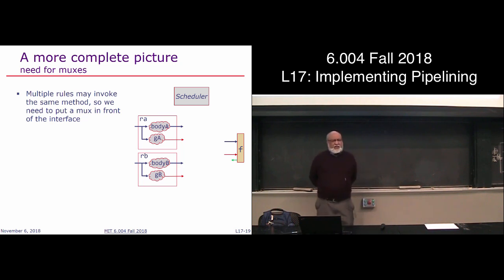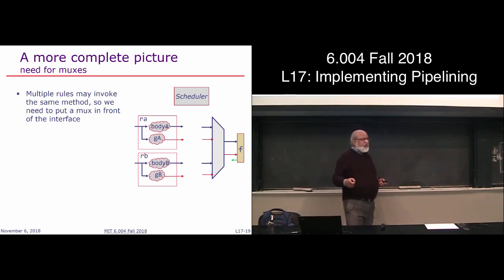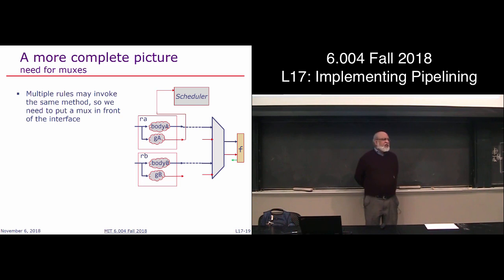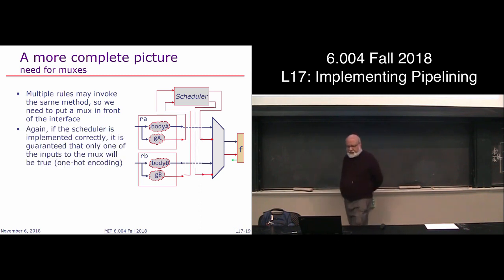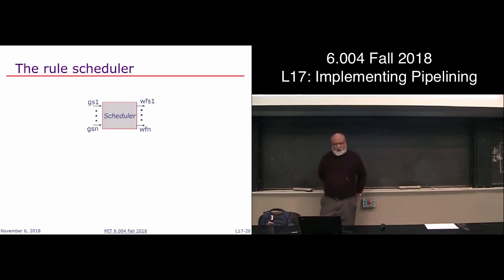In a more complete picture, even if I have just one method being called from two places, I have to introduce a mux in that case. And it's essential that both the rules don't feed into it, because if both rules ever fed into it, it will be problematic because you're violating this thing. So we again control it through the scheduler. We feed the enable conditions into the scheduler, and we take the output and put it over here. Again, if the scheduler is implemented correctly, it is guaranteed that only one of the inputs into this mux will be true. This is known as the so-called one-hot encoding.